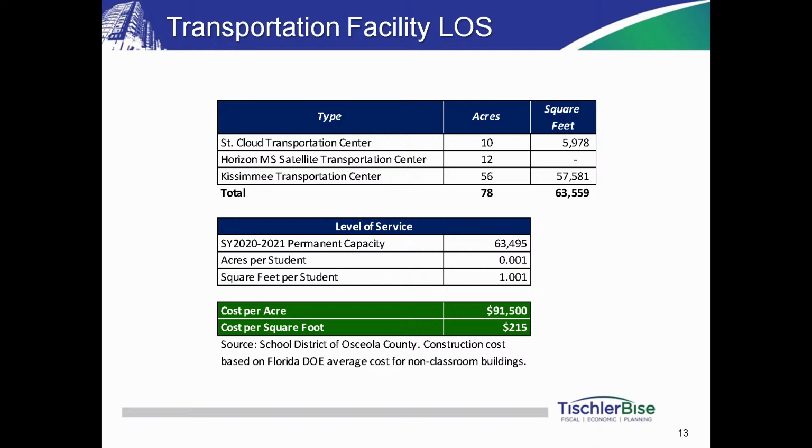This slide basically shows your current level of service in terms of your three facilities now, in terms of permanent building space. There are some portable units, I think at the Horizon Middle School Satellite Transportation Center. So we get our level of service standards there for acres and square footage. We're using a cost of $91,500 per acre, and the cost per square foot is $215, which is based on the Florida DOE average cost for non-classroom buildings.